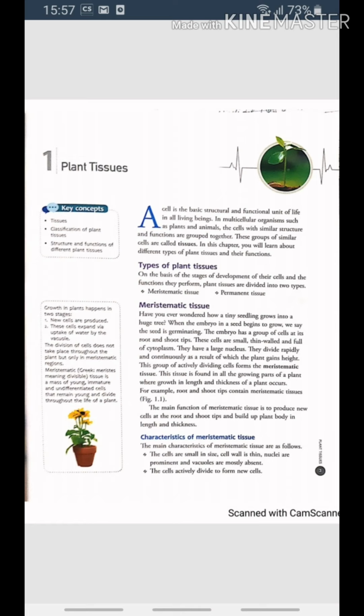Now come up to complex permanent tissue. So complex permanent tissue is made up of two or more types of cells that are specialized to perform a common function. The main function of these tissues is to transport water and food materials. Therefore, these tissues are also called conducting tissues. They are of two types: xylem and phloem.